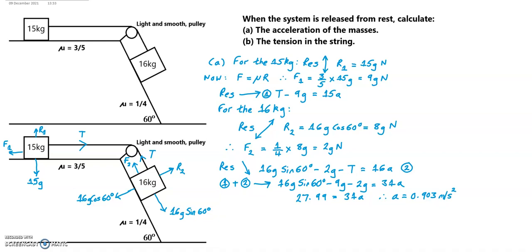Now to find part B, the tension in the string, it's probably best to use equation 1. So rearranging equation 1 gives T equals 15a plus 9g, which equals 15 times the acceleration just worked out, which is 0.903, plus 9 times g, which is 9.8. So to three significant figures, the tension in the string is 102 newtons.